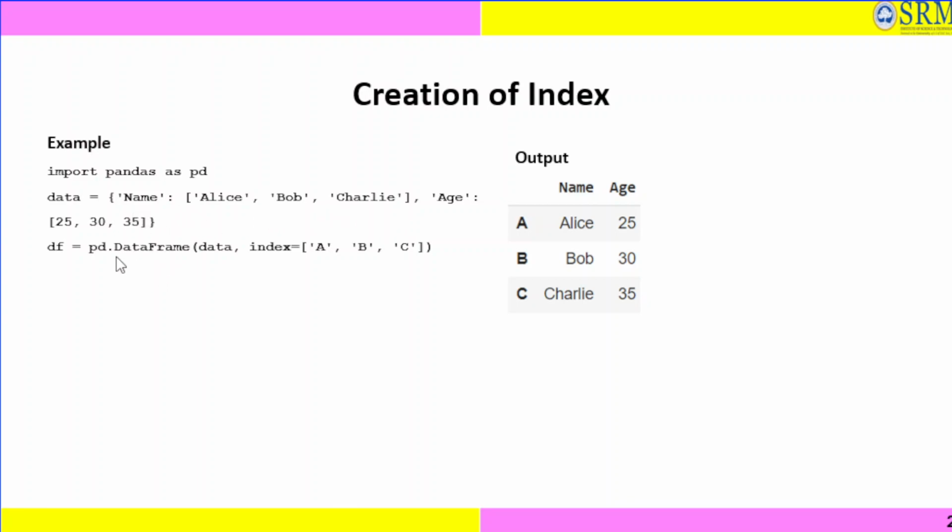To create the data frame, we use pd, the alias name, dot DataFrame, and then we give the data, and the index values we want can be given with the index parameter. We have the names Alice, Bob, Charlie, and the ages 25, 30, 35. These are the two columns that we have. Now we want to set an index A, B, C. It is a custom index; normally the default index will be 0, 1, 2, but now we are going to customize it and add a separate index, ABC.